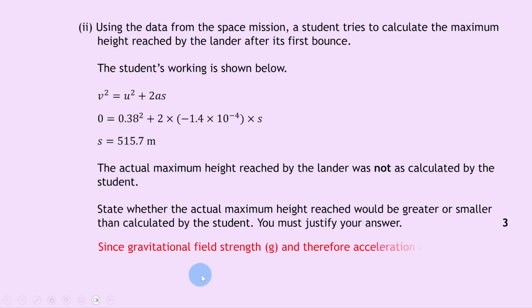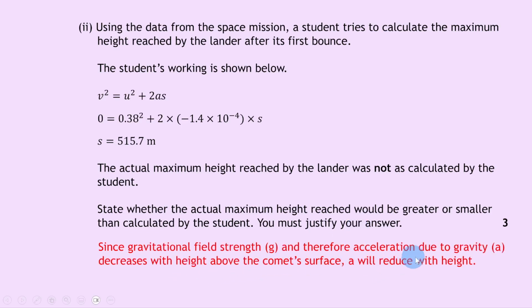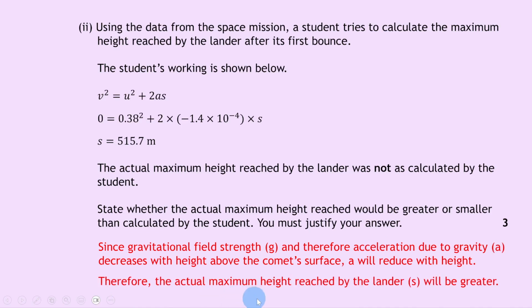Well, we can say that since the gravitational field strength g and therefore acceleration due to gravity a decreases with height above the comet's surface, the acceleration a will reduce with height. And remember that's because acceleration due to gravity and gravitational field strength are equivalent. So the further away you get from the comet's surface, the acceleration decreases. And therefore we can say the actual maximum height reached by the lander, which is s, will be greater.